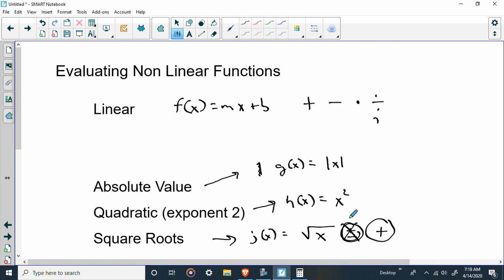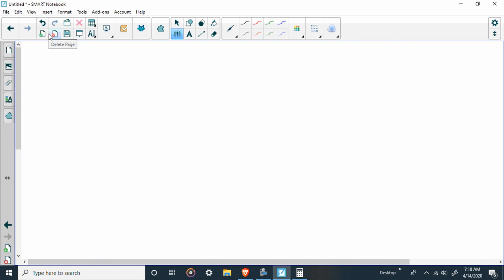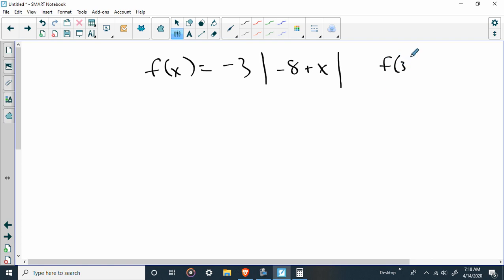So all we're going to go over today is what's going to happen when they ask you to evaluate some of these types of nonlinear functions, okay? So say they told you this. They said f of x was equal to -3 times the absolute value of -8 plus x. Okay, and they want to know f of 3. Okay, so all they're saying is this is your function, and they want it evaluated at 3.